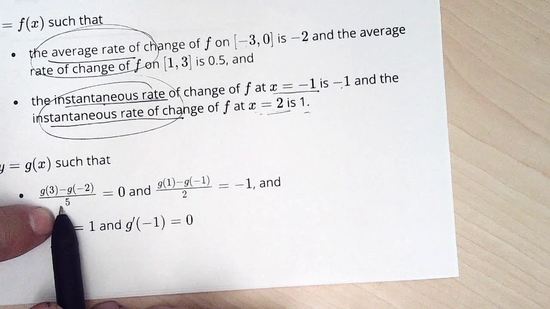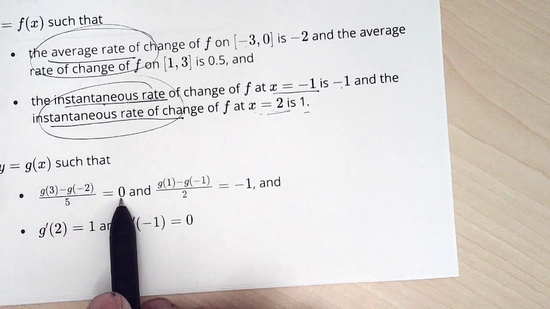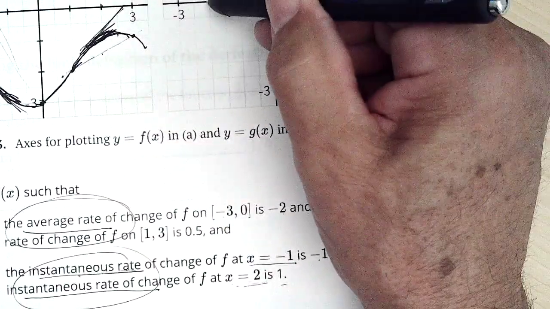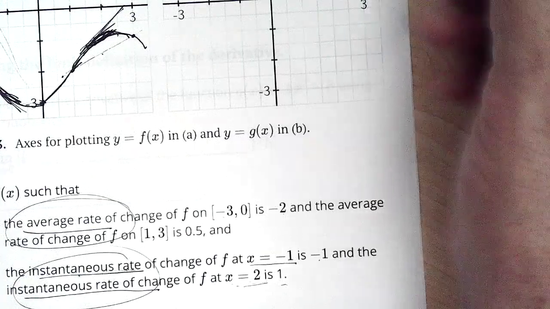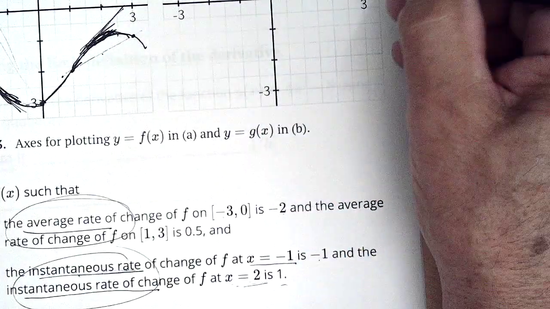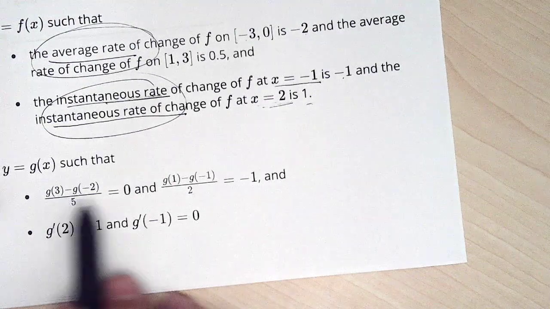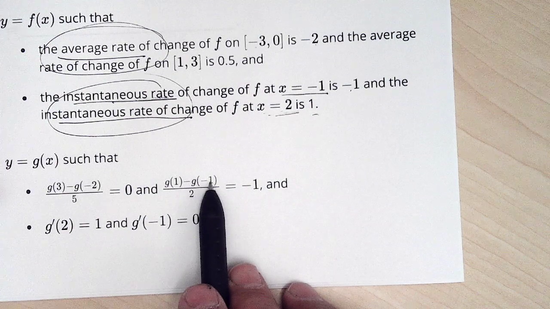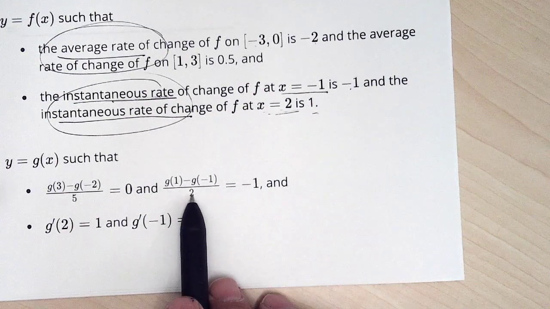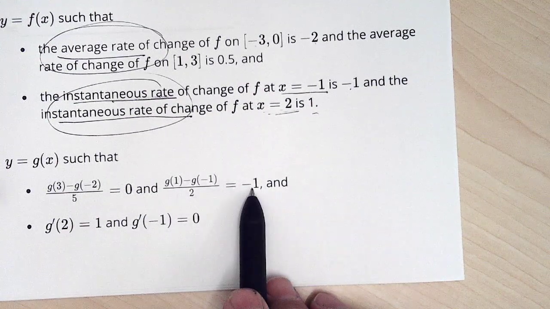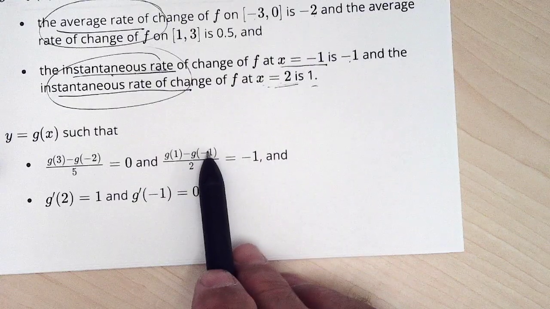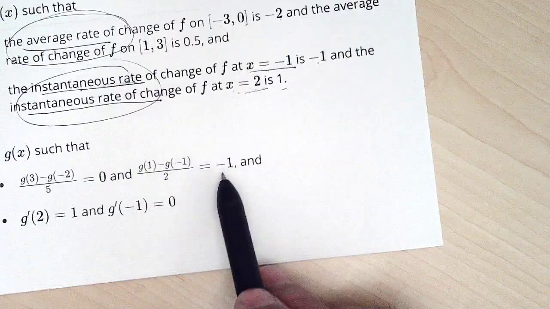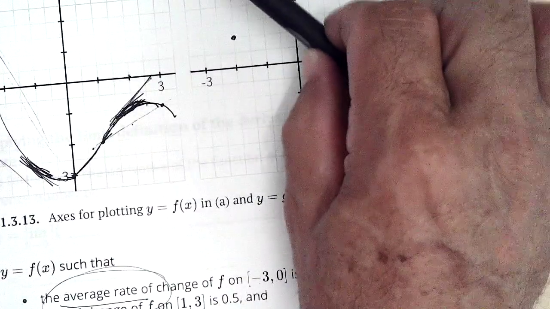which is a change of 5, and it's supposed to have a slope of 0. So the secant line has to go between 2 points at -2 and at 3 at the same height. So if I'm here, I have to be here. The average slope is 0. And between -1 and 1, they're 2 apart, it has to have a slope of -1. That again was -1 to 1. It has to have a slope of -1. So it has to be going like this.